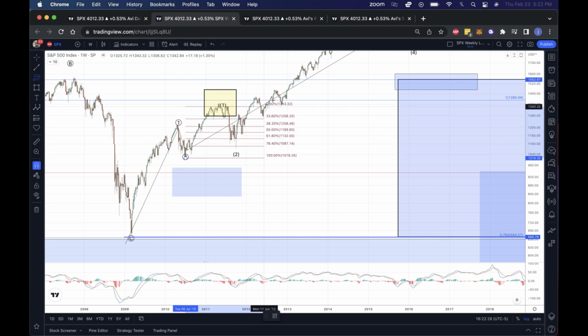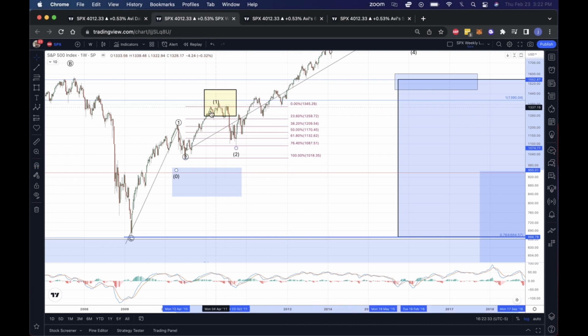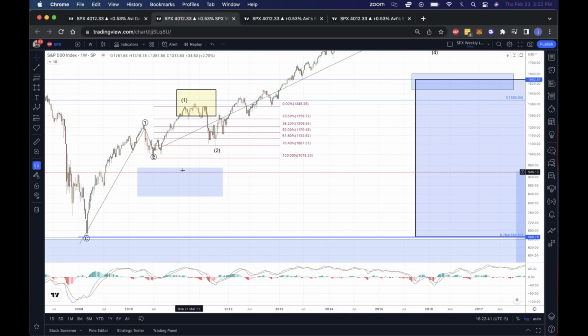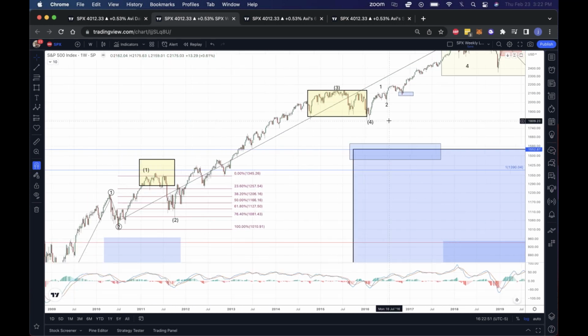You can see, for example, off of our initial intermediate wave 1 of 3, our wave 2 came all the way down to the 0.764 retracement. That is deep but valid for a wave 2. Technical invalidation occurs if price were to break beyond the 100% retracement of a wave 1.